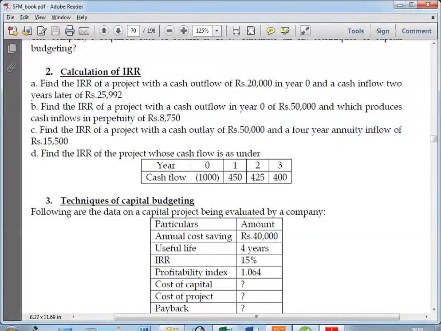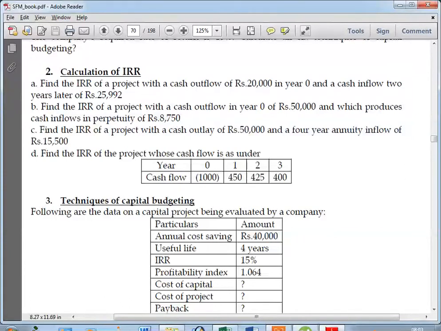How much? Some 18 point something number will come. Okay, your ARR is 450 plus 425 plus 400 minus 1000. That's the overall profit. Divide that by 3. That is some 90 rupees something. Divided by 500, because average investment is 1000 plus 0 by 2. So how much is that answer?